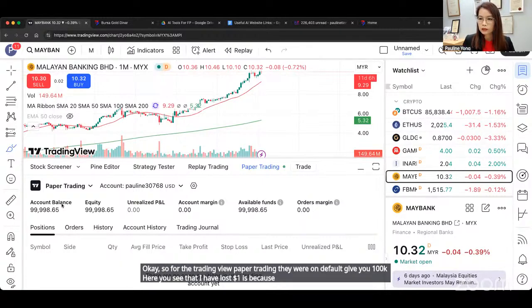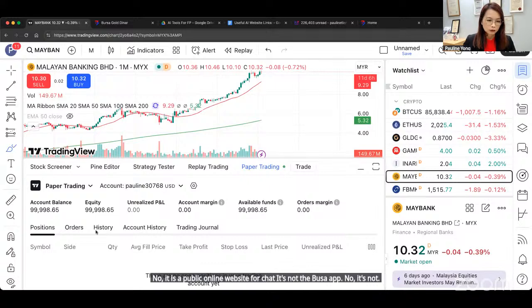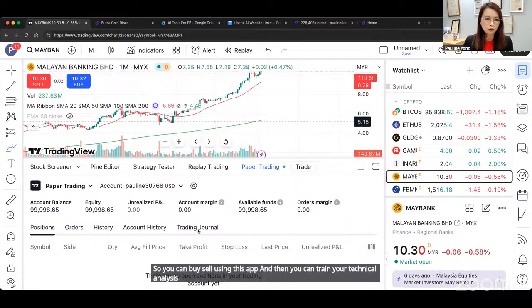This is because this view is not the Bursa app. No, it is a public online website for charts. Okay, it's not the Bursa app. So you can buy and sell using this app, and you can train your technical analysis skill. Okay, so let's try.